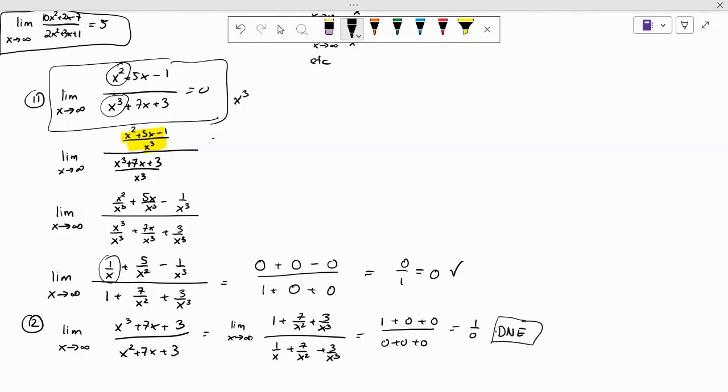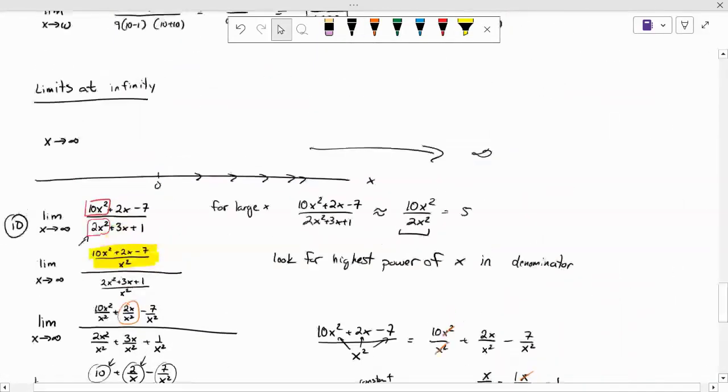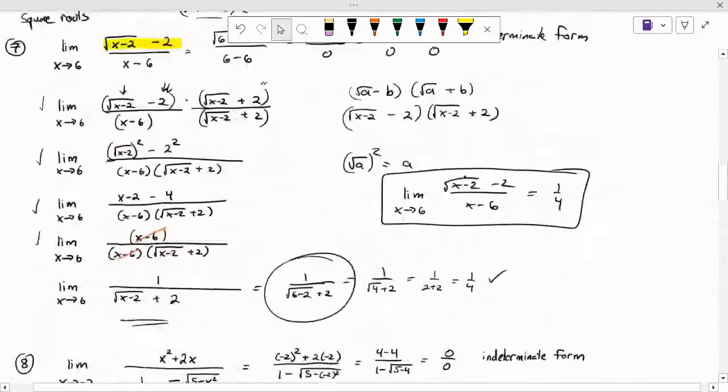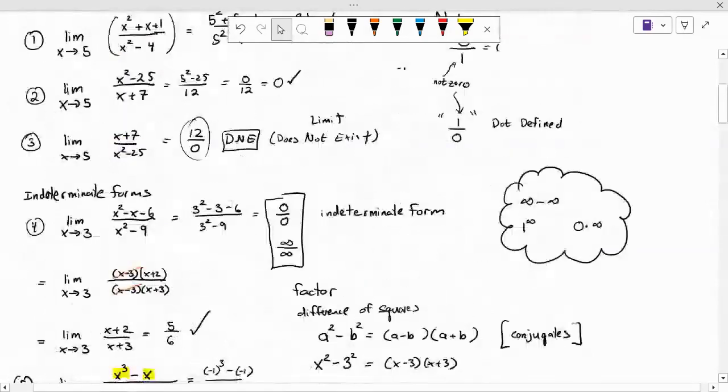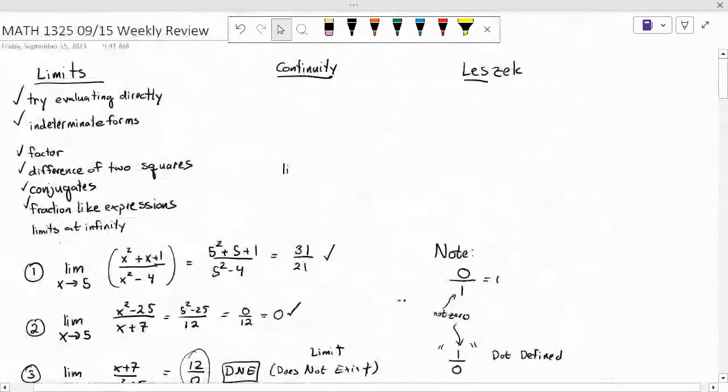All right. Well, that covers most of it. We didn't get to continuity, so maybe if you have questions on that, we can do it next time.